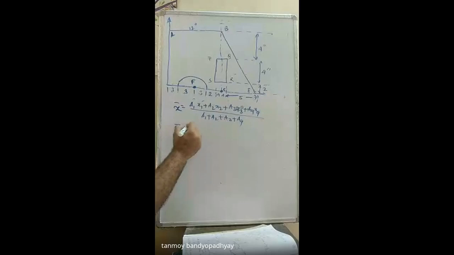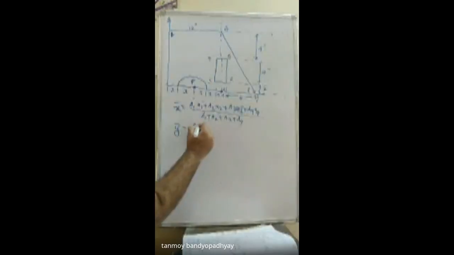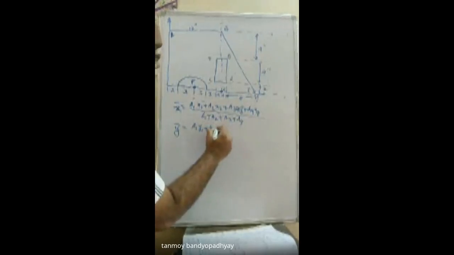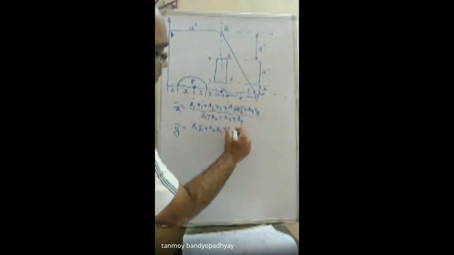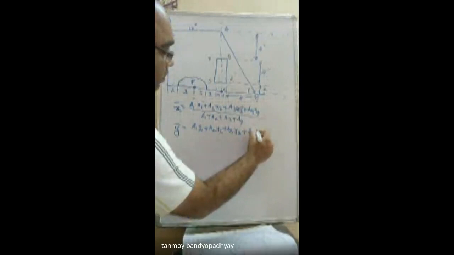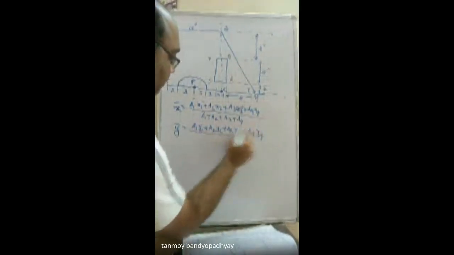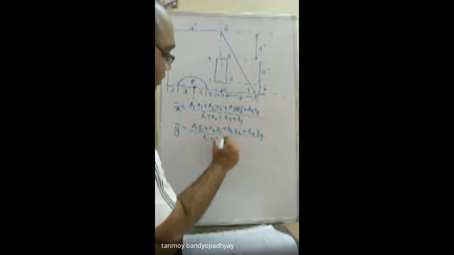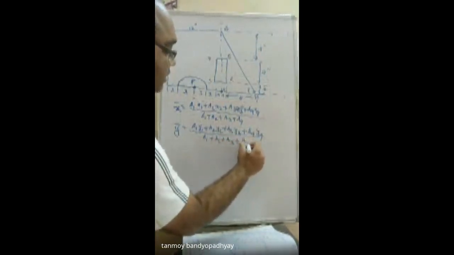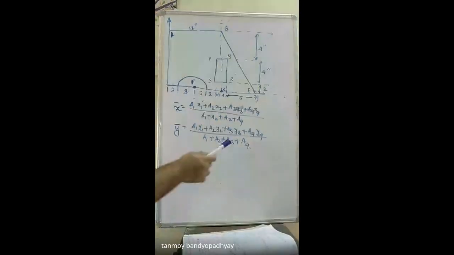Similarly, for y bar, just keep calculating. So y bar will be equal to a1 y1 plus a2 y2 plus a3 y3 plus a4 y4 divided by a1 plus a2 plus a3 plus a4. So just put the values. So a3, a4 will be negative as you know. So just calculate. A3, a4 negative. So put a3, a4 negative at the bottom also, and in the denominator also. And complete this calculation. Just see.